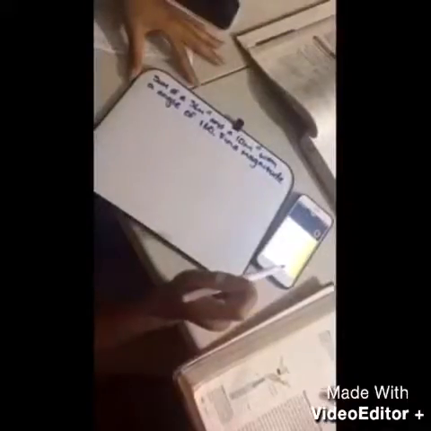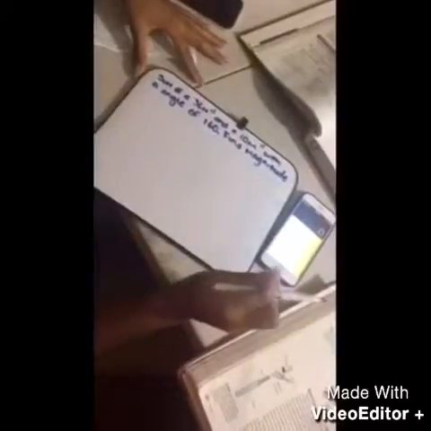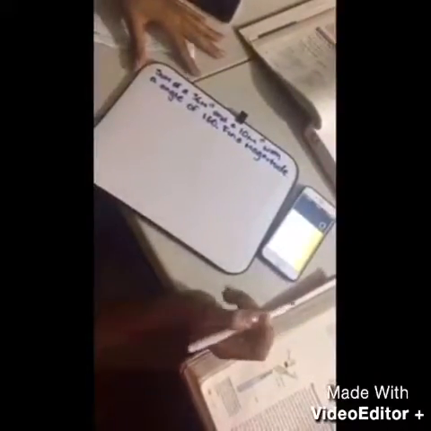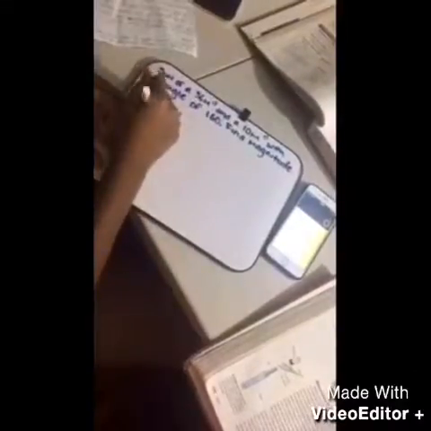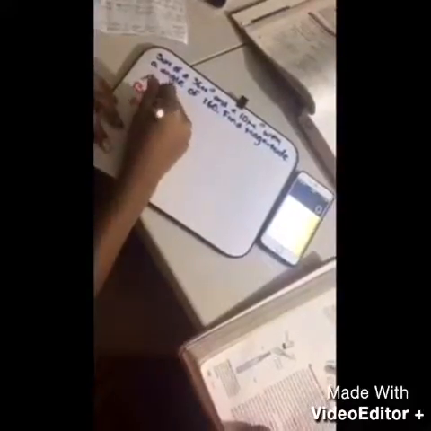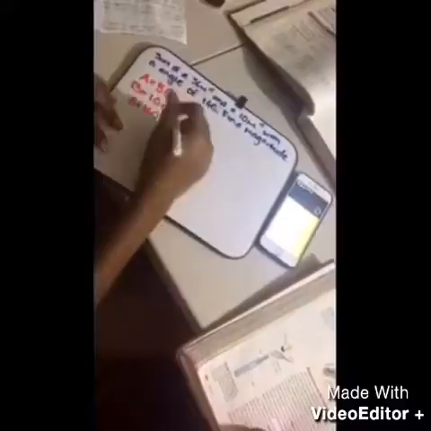Sum of a 36-meter displacement and a 10-meter displacement with an angle of 160 degrees, find the magnitude. First, state your givens. A is equal to 36 meters. B is equal to 10 meters. Theta is equal to 160 degrees. Find R.